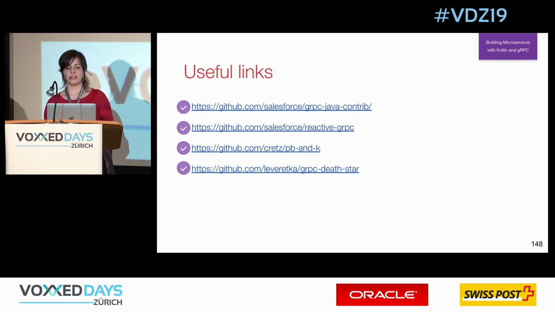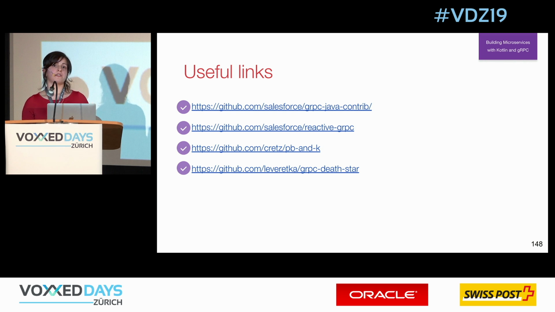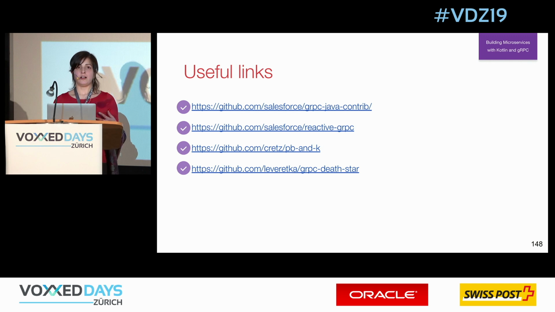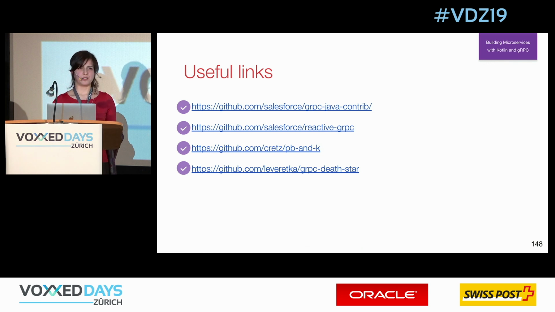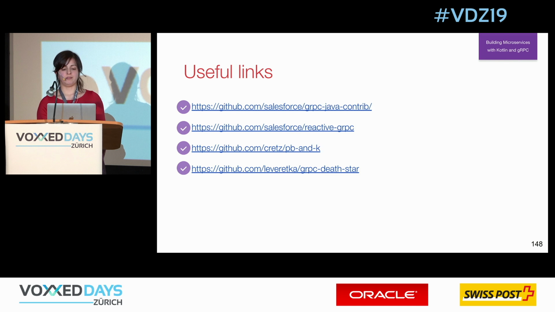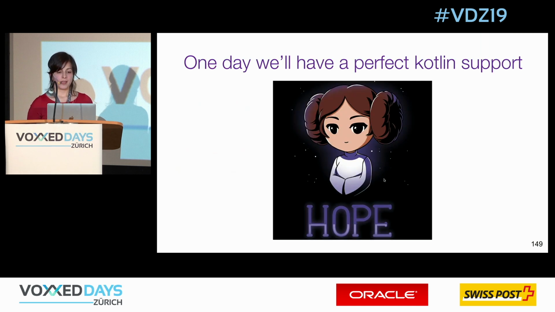Other useful links are gRPC Java Contrib and Reactive gRPC from Salesforce. These are also interesting projects from Salesforce, which help your gRPC Java to be not as bad as it is. One more thing is protobuf with Kotlin. It's another link. And the last link is my project. You can also play with it, dig into it and understand how I wrote it. I played with different frameworks, and maybe you can do some pull requests to my project.